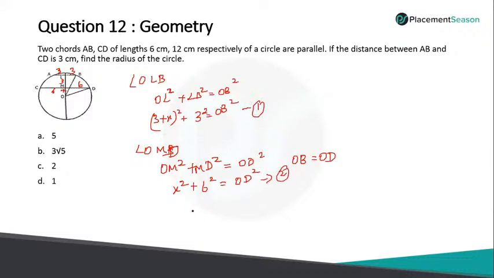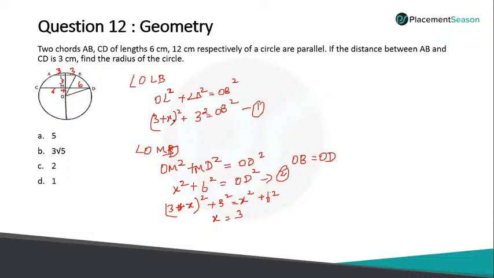If I equate both, (3 plus X) the whole square plus 3 square is equal to X square plus 6 square. On solving this, you'll get X as what? On solving this, you'll get X as 3. Right? So if you replace this X as 3, you'll get the OL.